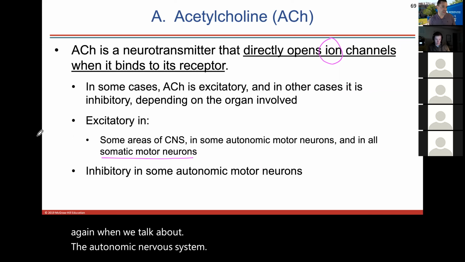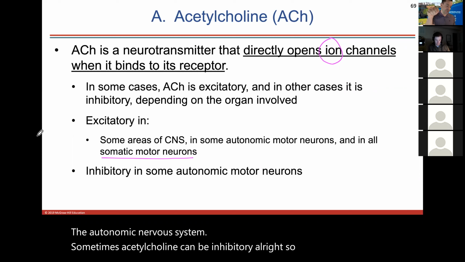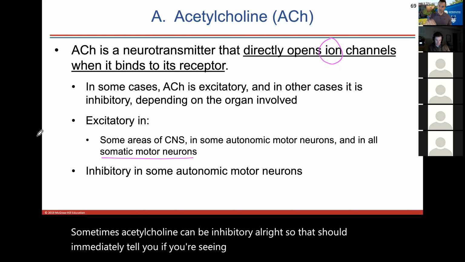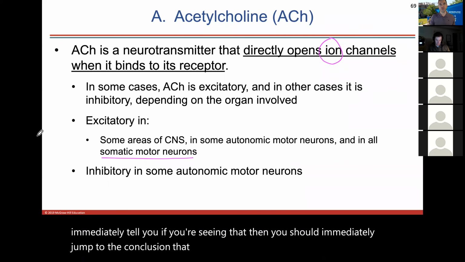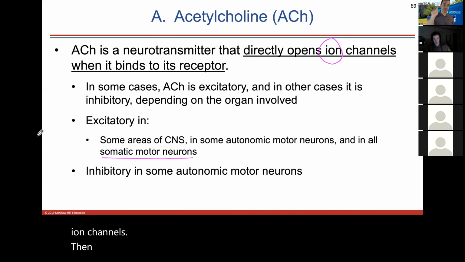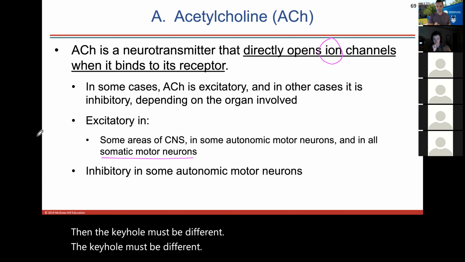Sometimes acetylcholine can be inhibitory. So that should immediately tell you, if you're seeing that, then you should jump to the conclusion that if acetylcholine is the key to open up these ion channels, then the keyhole must be different. The keyhole must be different. And it is.